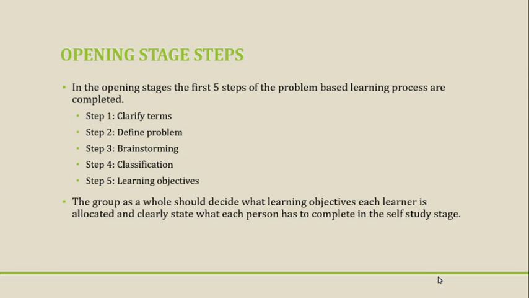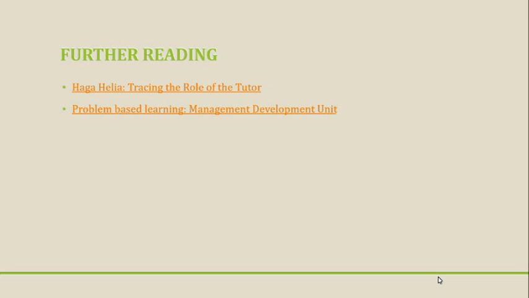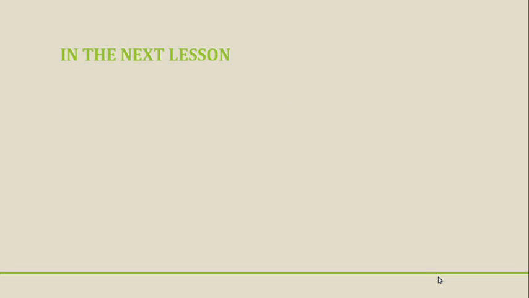The group as a whole should decide on what learning objectives each learner is allocated and what each person has to complete in the self-study stage. For further reading, look at Hagi Helia's Tracing the Role of the Tutor and the Problem-Based Learning Management Developed Handbook. In the next lesson, we will look at the self-study stage.